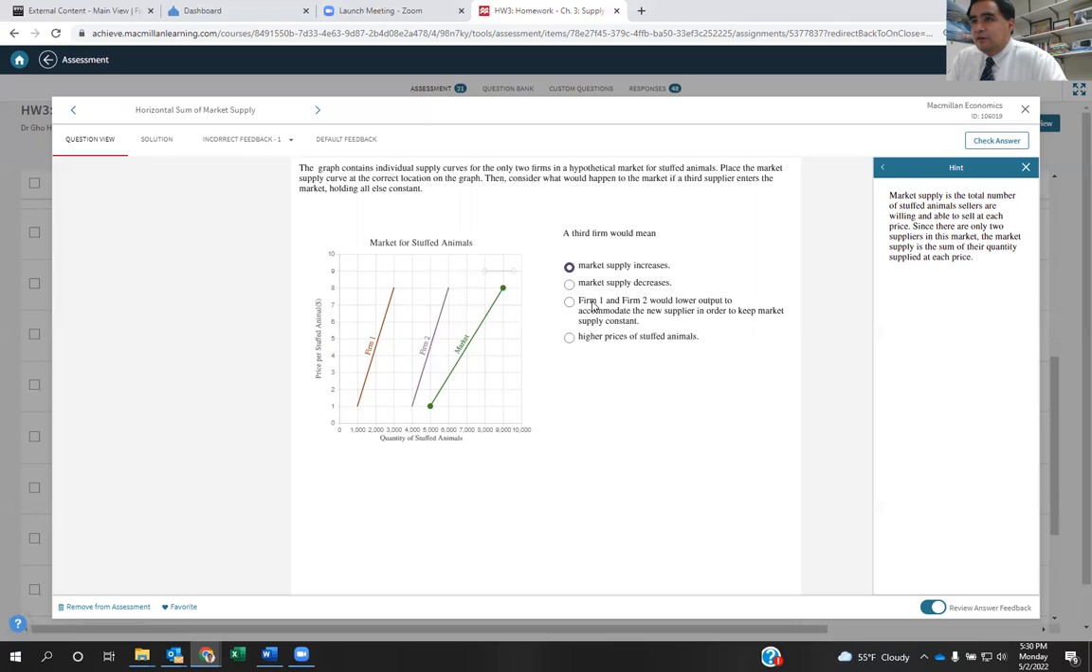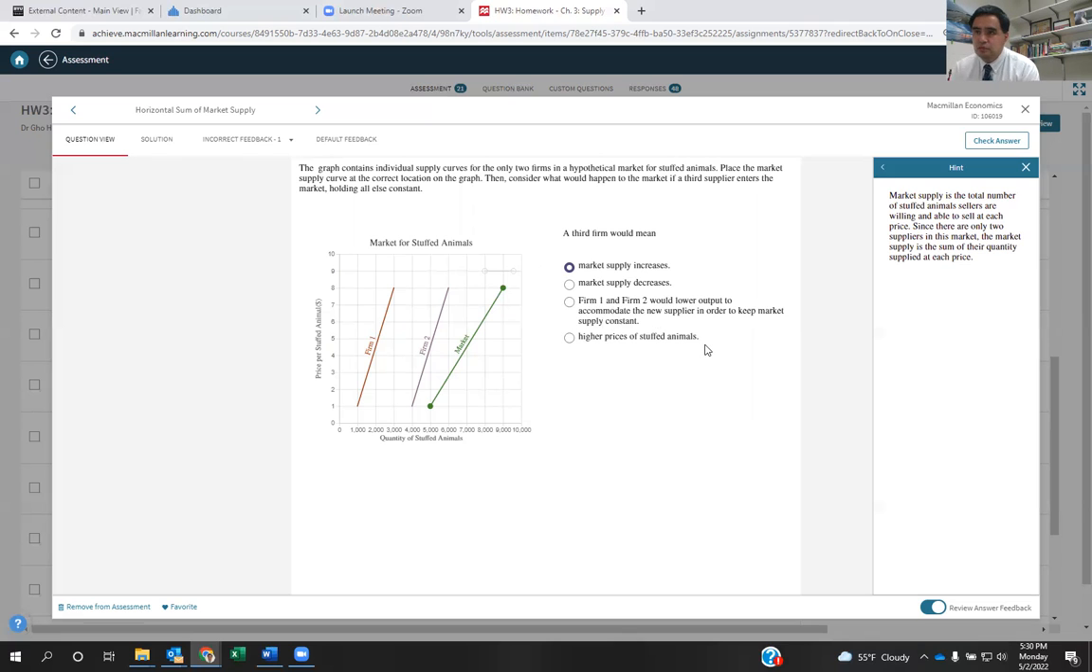A third firm would mean firm 1 and 2 would lower output to accommodate? Well, not necessarily. There's nothing in here that says the supply has to remain constant. If there was some government market intervention, that might be the case, but nothing in this indicates that is the case. The last one, higher prices of stuffed animals.